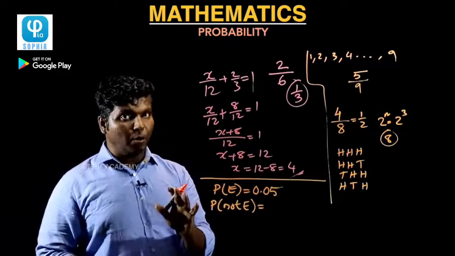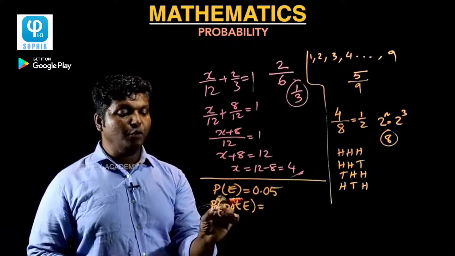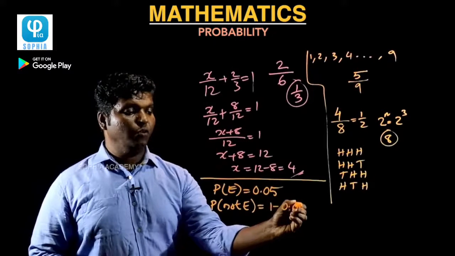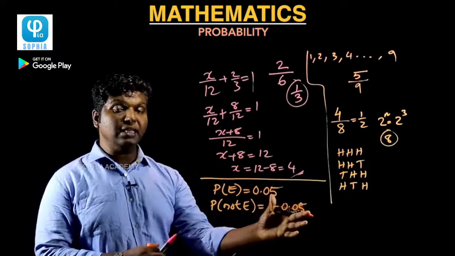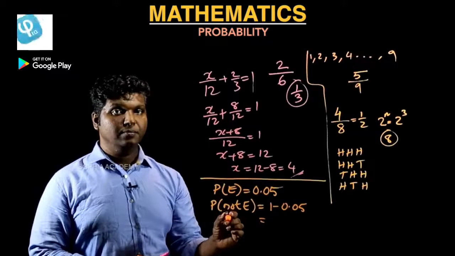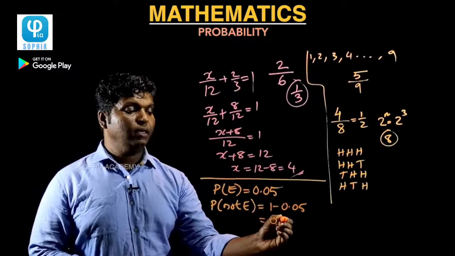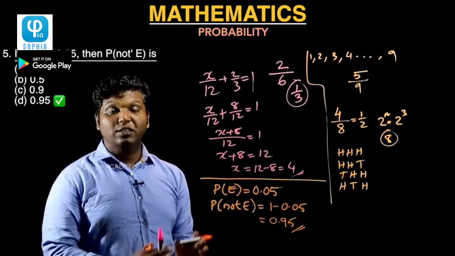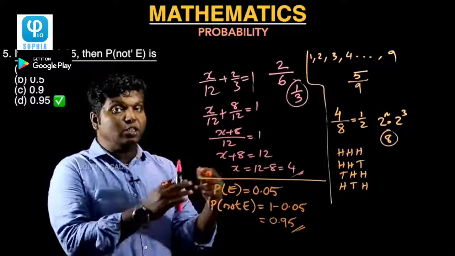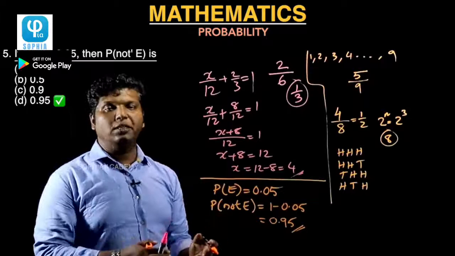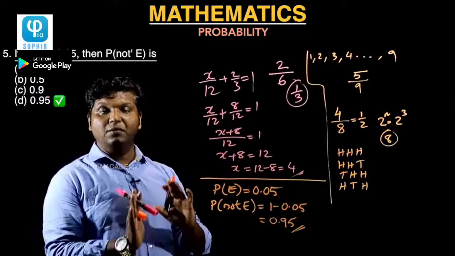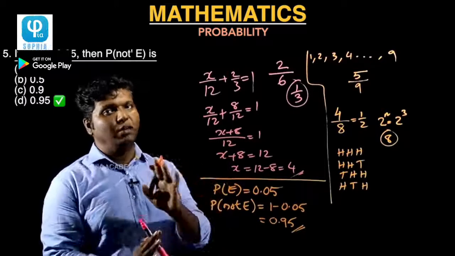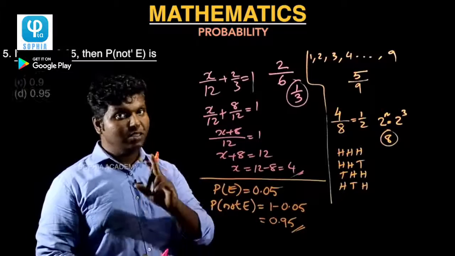So as I told you, the total probability is 1. If you want to find not E, it should be 1 minus 0.05, 1 minus that number. So tell me what will be 1 minus 0.05? It will be 0.95, right? Because the total probability is 1. So this is the way to deal with this typical type. If some probability is given, and they are asking to find the probability that it will not happen, then it's the negative of that one. So every time just subtract it from 1. That will be your answer because the total probability is 1.